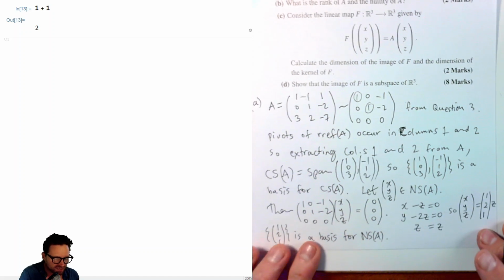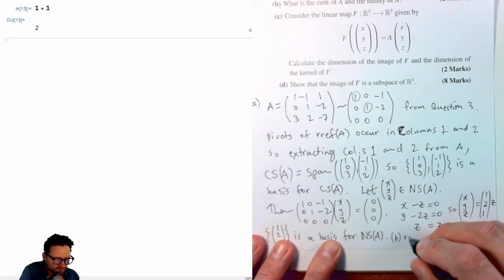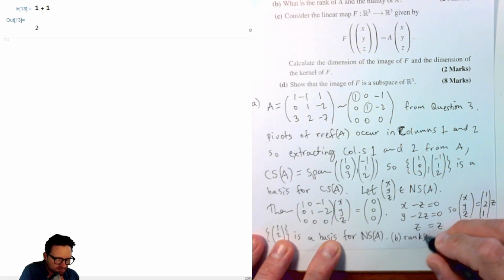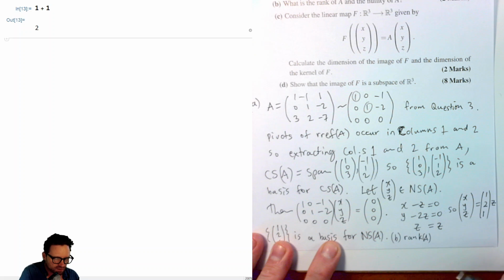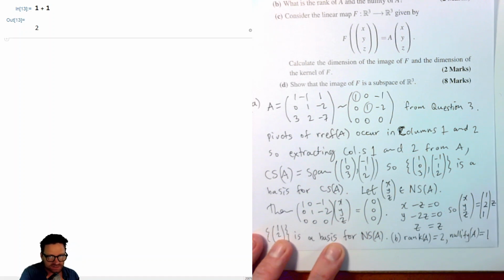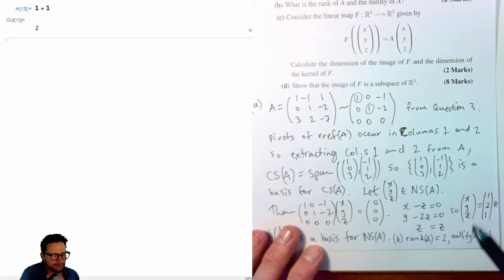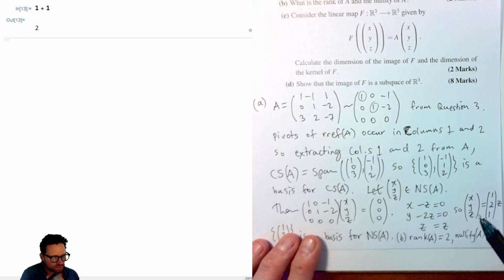Okay, now for part B, the rank of A is the dimension of the column space, which is 2, because this has two vectors in it, and the nullity of A is the dimension of the null space, which is 1. Also notice that 2 plus 1 equals 3.